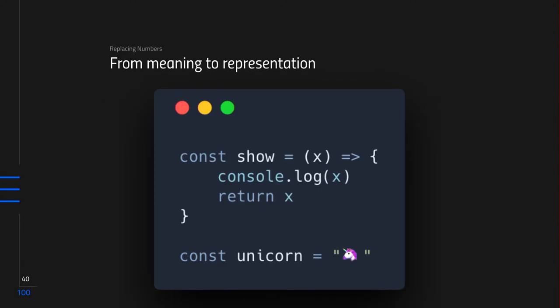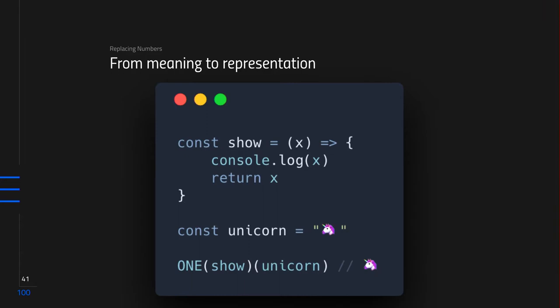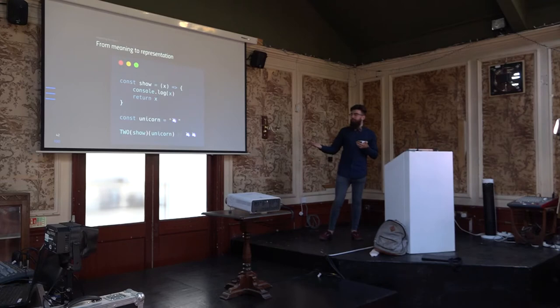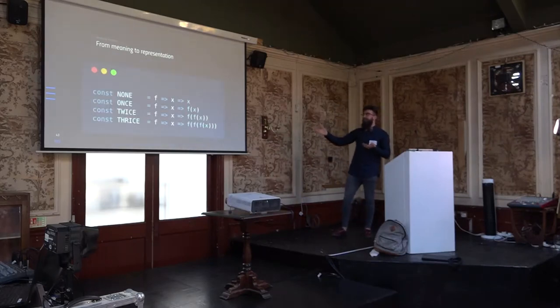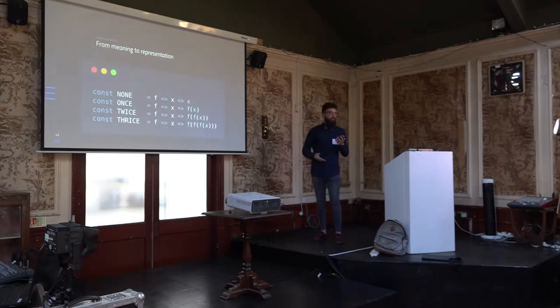So to go from meaning to representation, I can even have a function called show, which just logs whatever specified. And I can have my unicorn, which is a beautiful emoji. Well, great invention for the 21st century. So if I do one show unicorn, I'm going to repeat the show action once with unicorn, and I'm going to get back one unicorn, right? If I use two, I'm going to get back two unicorns, right? Everyone wishes Silicon Valley was that way, but we can even call these numbers actually once, twice, thrice, fourfold, fivefold, or whatever, because they're just repeating the same action over x, right?